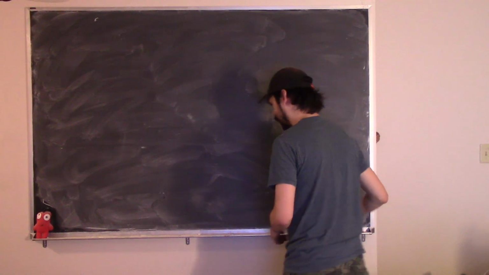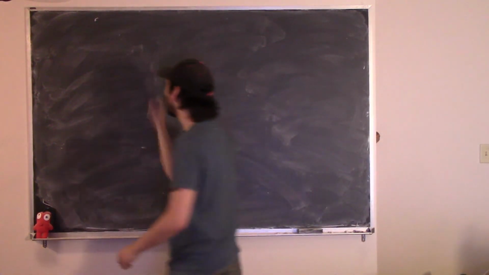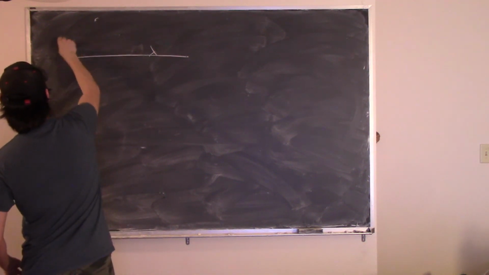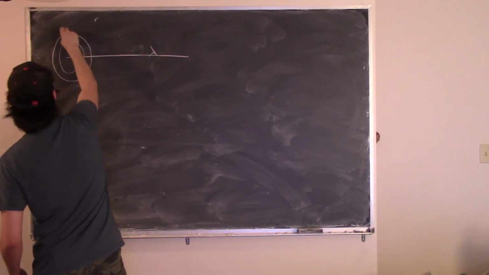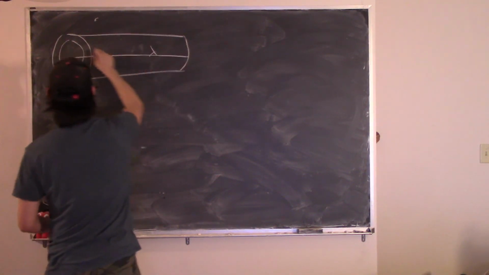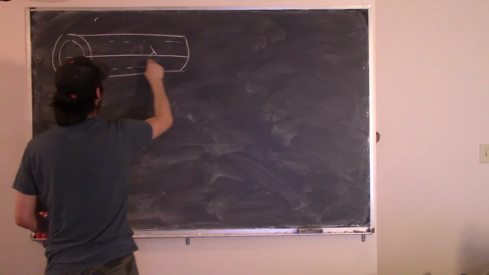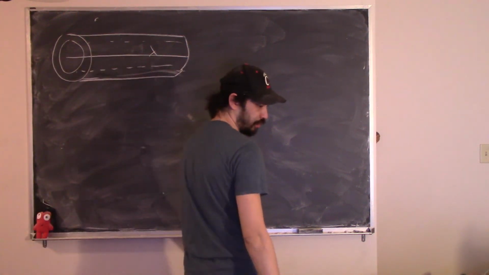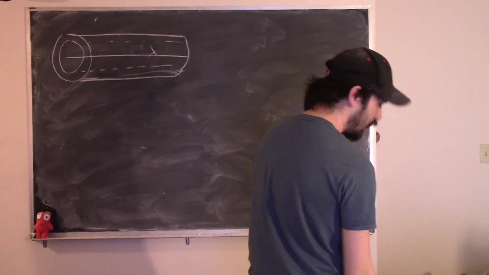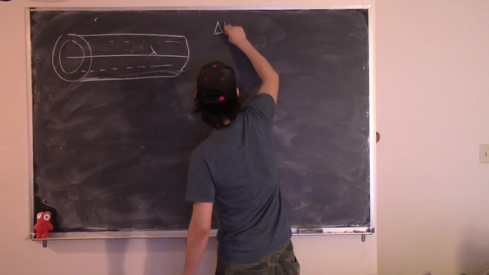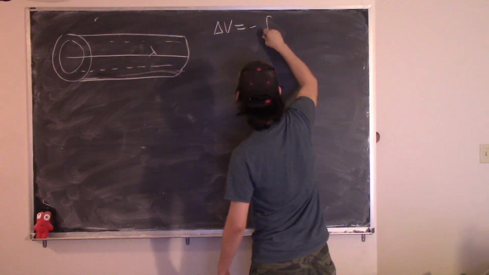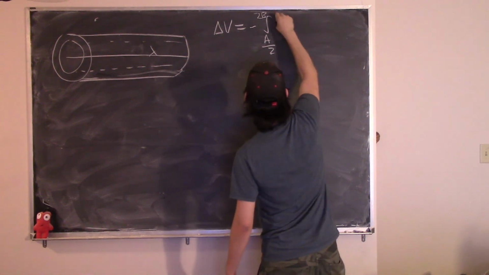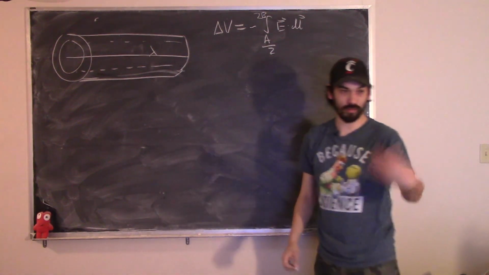All right, so this one says I have this line charge density lambda that is going to be at the center of this shell here. And what I want to do is find the difference in electric potential between the point A divided by 2 and the point 2B. So again, what are we trying to find? We're trying to find delta V is equal to the negative integral from A divided by 2 to 2B of E dot dl. Okay? And you guys should be seeing a pattern here.